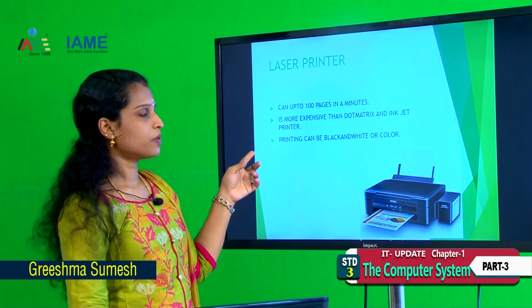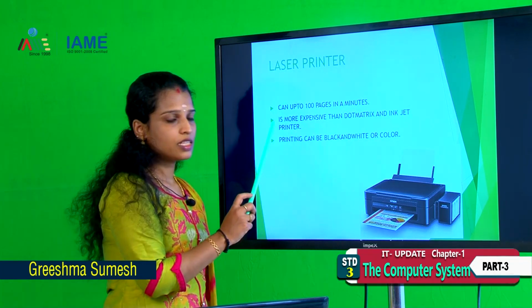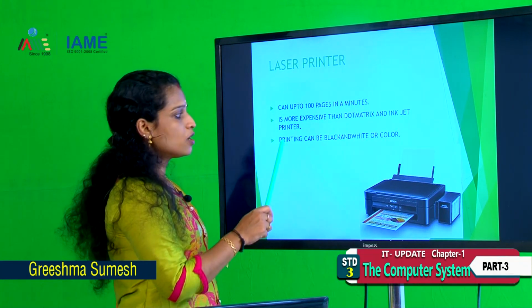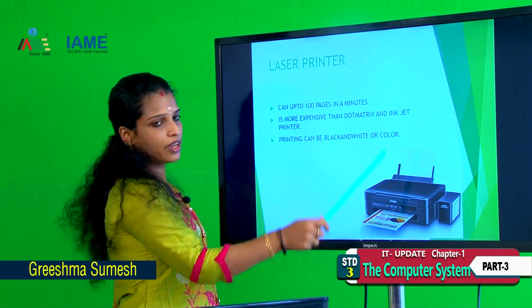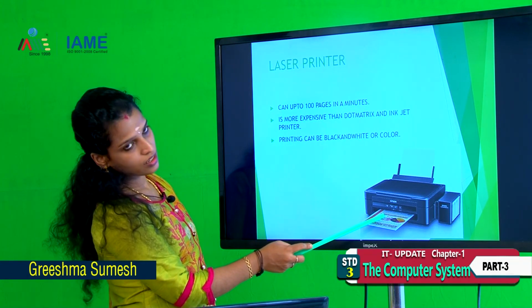Next, laser printer. It can print up to 100 pages in a minute. It is more expensive than dot matrix printer and inkjet printer. Printing can be black and white or color. See, this is a laser printer.